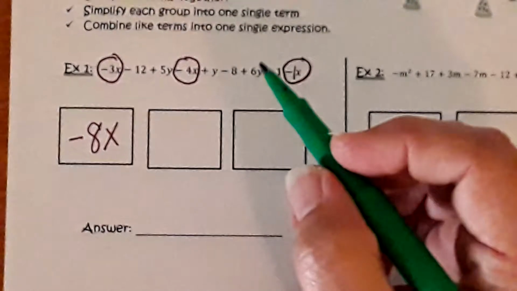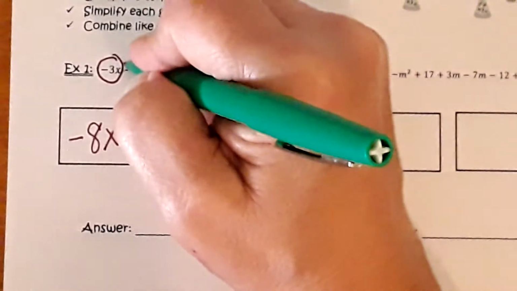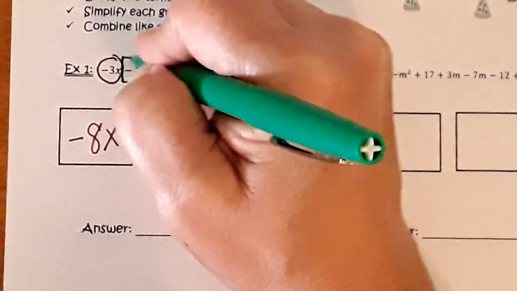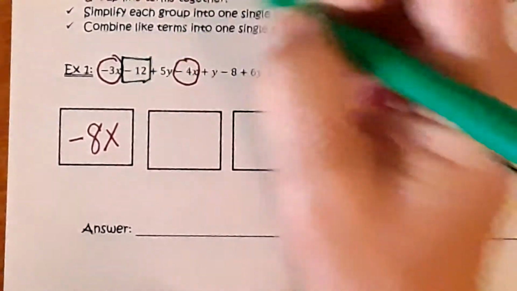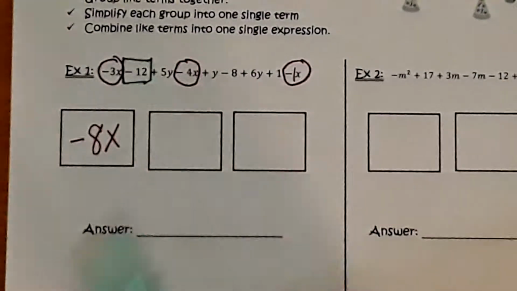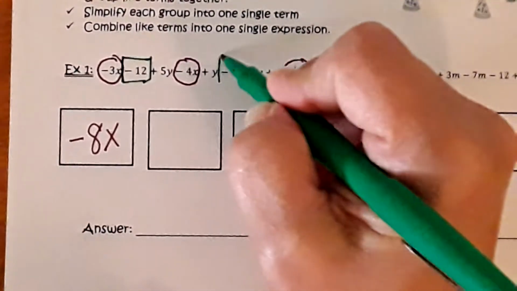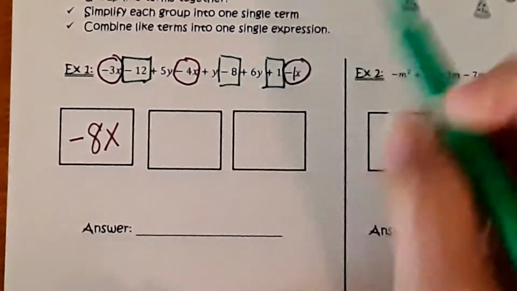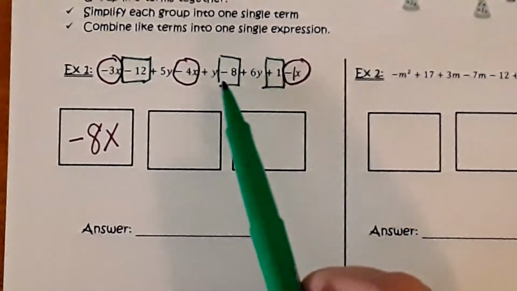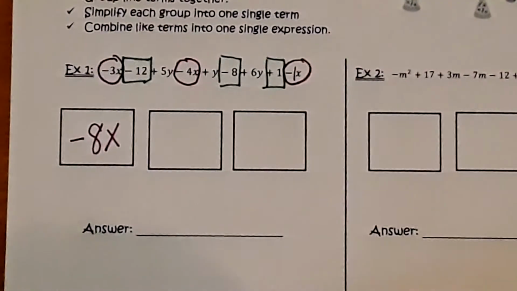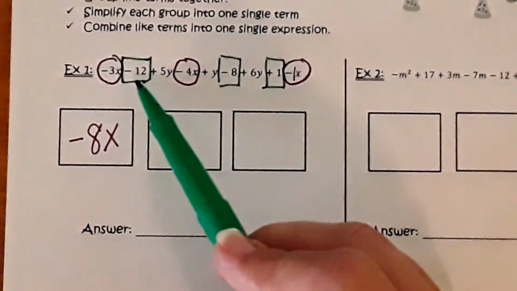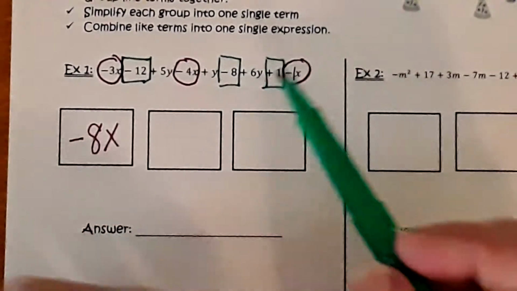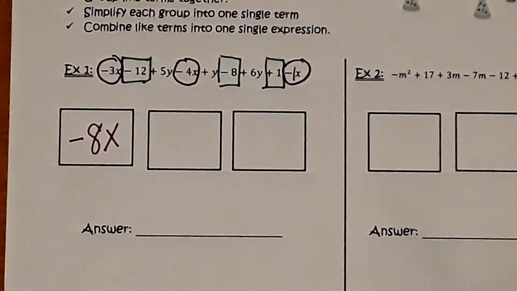Now, I'm going to go with 12y. I'm going to put a box. -12. So is there anything else that's just a plain old number? I see this -8, and I see this 1. So you guys look, these are all constant terms. They have no variables. And I'm just going to add them. -12 minus 8. Or you can say -12 and -8. Remember what we learned. They have the same sign, so you add them.